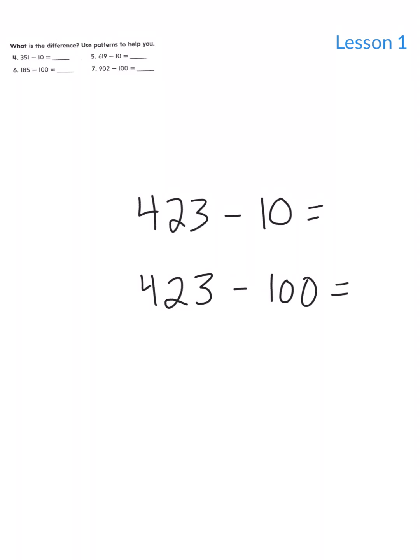So when it says use patterns to help you, it just is asking students to notice what happens when they subtract a 10 and then what happens when they subtract 100. So with a 10, they're supposed to notice that the tens digit goes down by 1, so you get 413. And when you're subtracting 100, the hundreds digit goes down by 1, so 323. That's really it for Lesson 1. It's just a bunch of problems like that, asking them to notice these patterns.